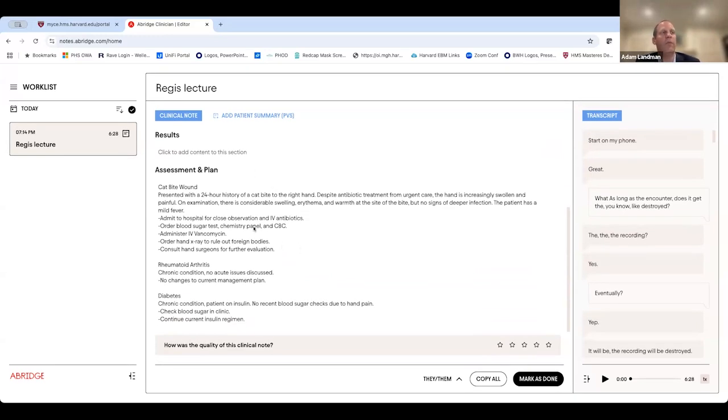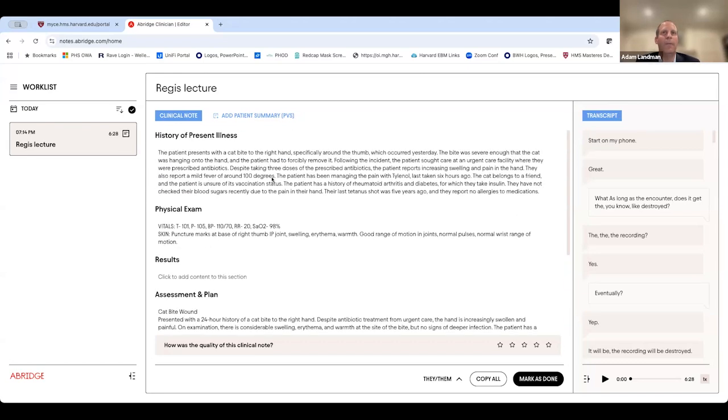It even did problem-based charting and added rheumatoid arthritis, which there was nothing acute going on. For diabetes, though, yes, it actually captured: check the blood sugar, continue the current insulin. So it did add some content there.